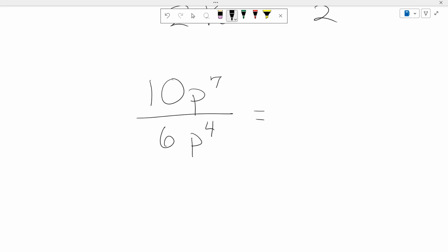Okay, do this one. Show it to me. How do I reduce 10 over 6? Think about what numbers go into both 10 and 6.